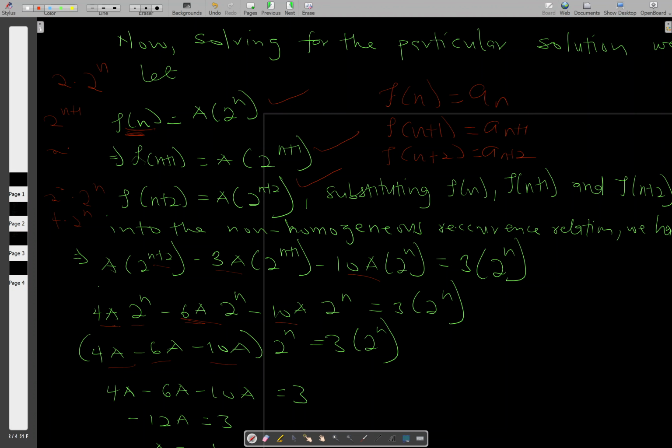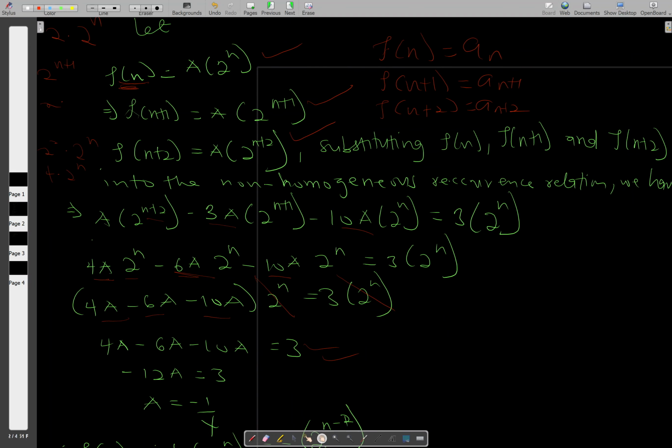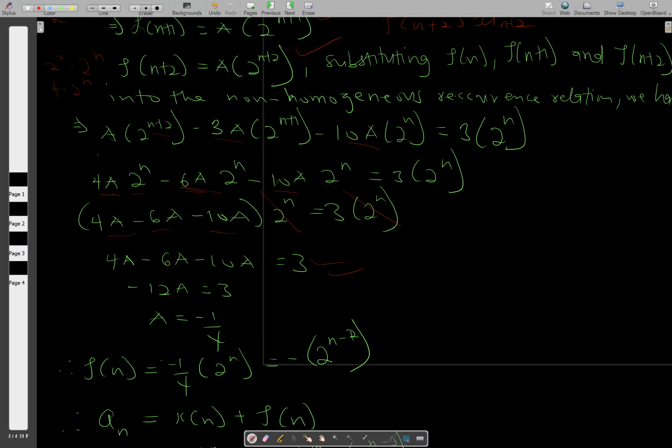Now you see we have 2 to the power n on both sides of the equal sign, so they cancel out. When you do that, I get 4a minus 6a minus 10a equals 3. When you simplify this, 4a minus 6a is negative 2a, minus 10a gives you negative 12a equals 3. When you solve for a, you get negative 3 over 12, which is negative 1 over 4.